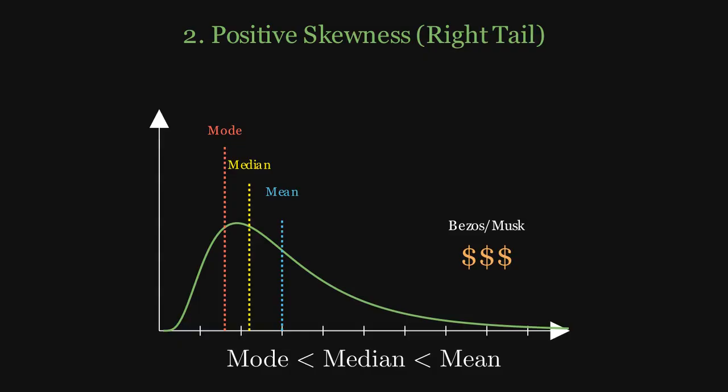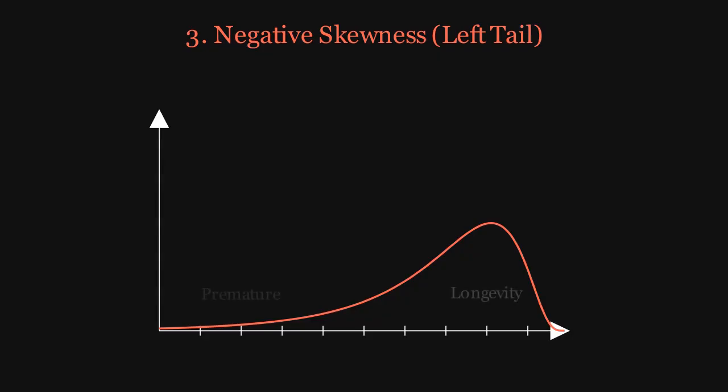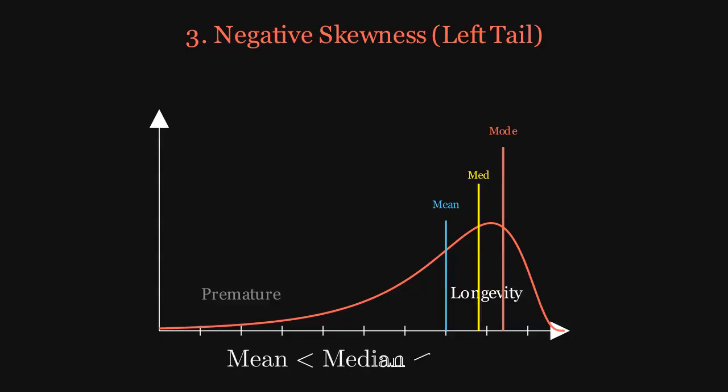Section 3. Negative skewness, the long left tail. Now, consider the age of retirement or human longevity. Most people live to an older age, with a sharp drop-off after a certain point, but some, unfortunately, pass away much younger. This creates a long tail to the left. Here, the mean is dragged down by these early values, making it smaller than the median. Identifying negative skew is crucial in manufacturing and quality control to spot early failures.